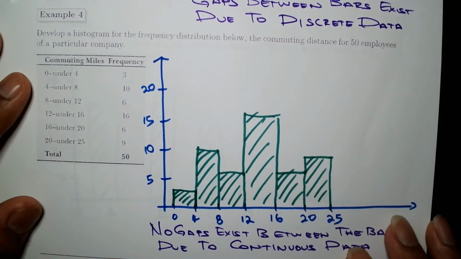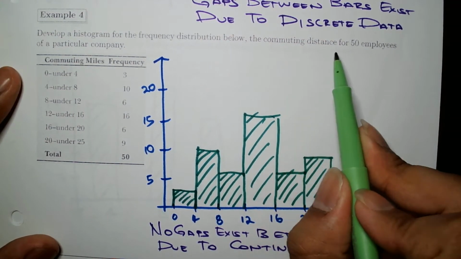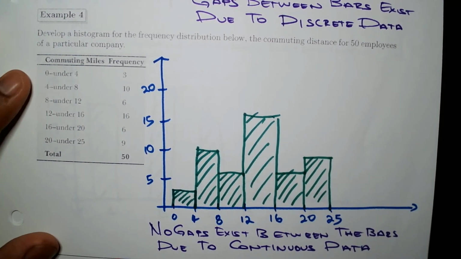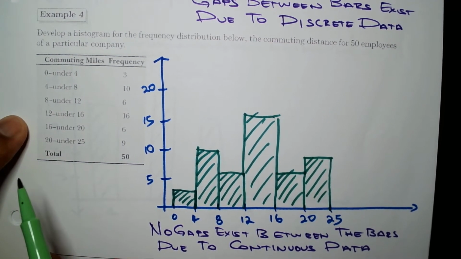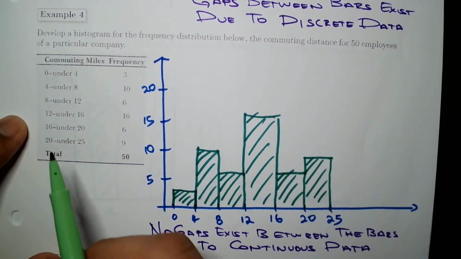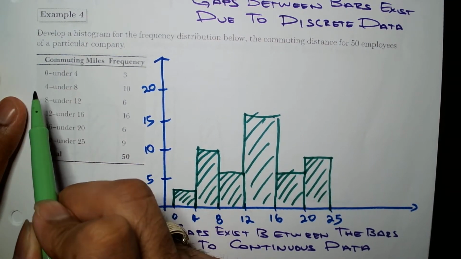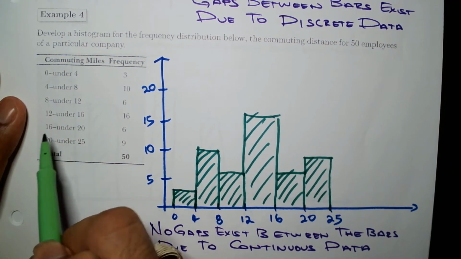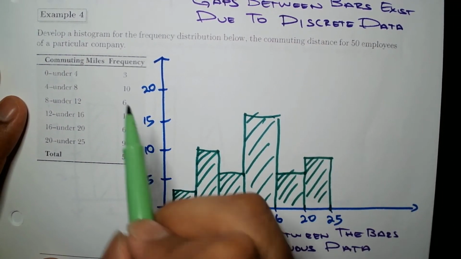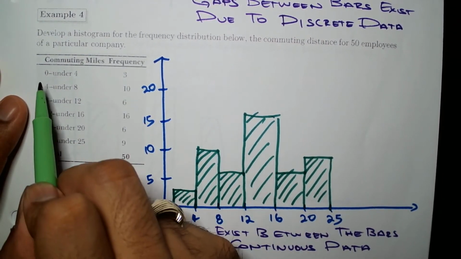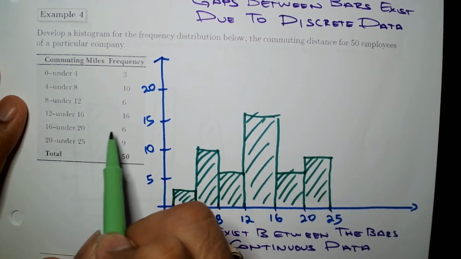So example number 4, develop a histogram for the frequency distribution below, which is the commuting distance of 50 employees of a particular company. In this case, these are grouped in classes. So the employees whose commuting miles are between 0 and 4 miles, 4 and 8, 8 and 12, 12 and 16, etc. In this particular company, 3 employees commute between 0 and 4, 10 commute between 4 and 8, 6 between 8 and 12, etc.